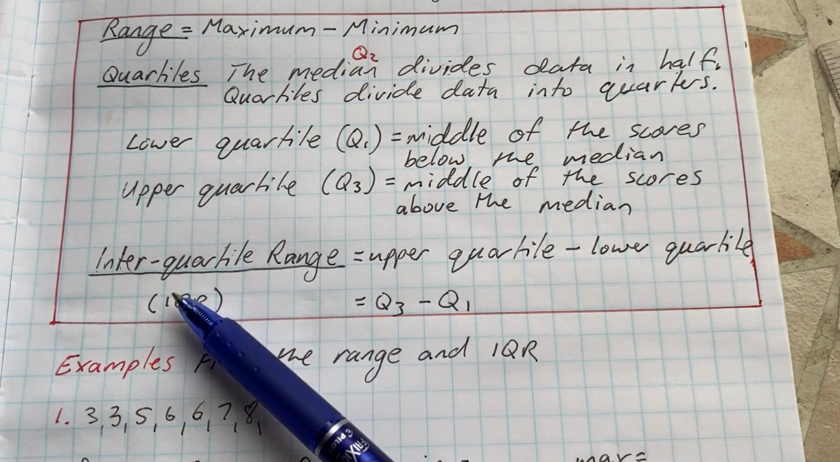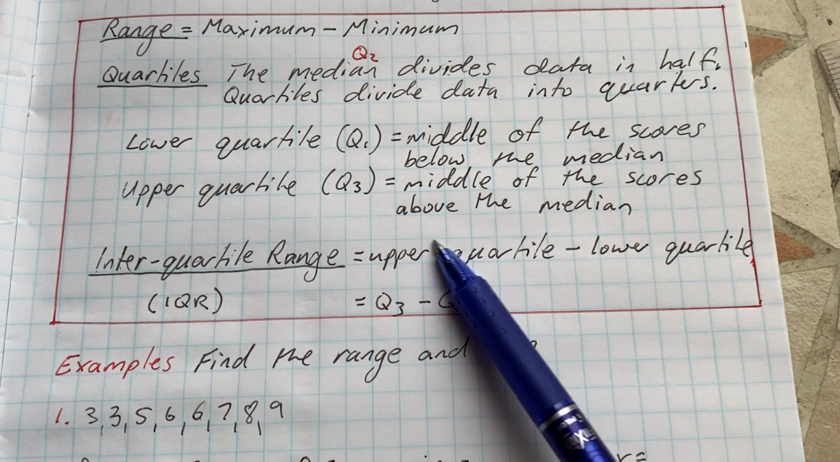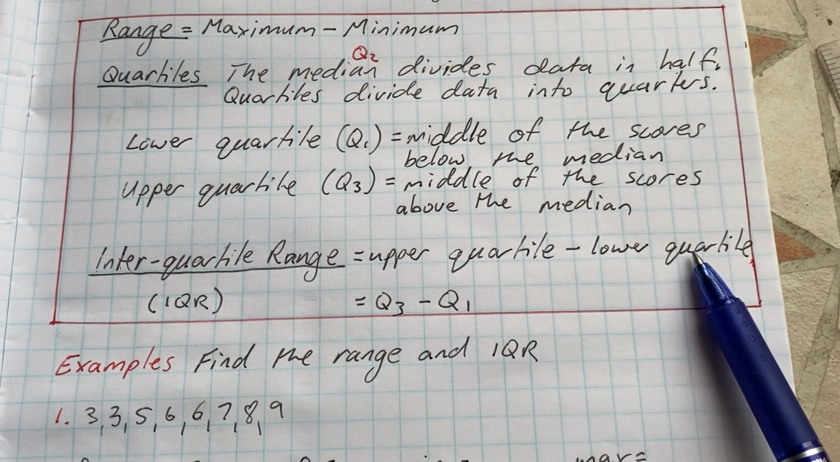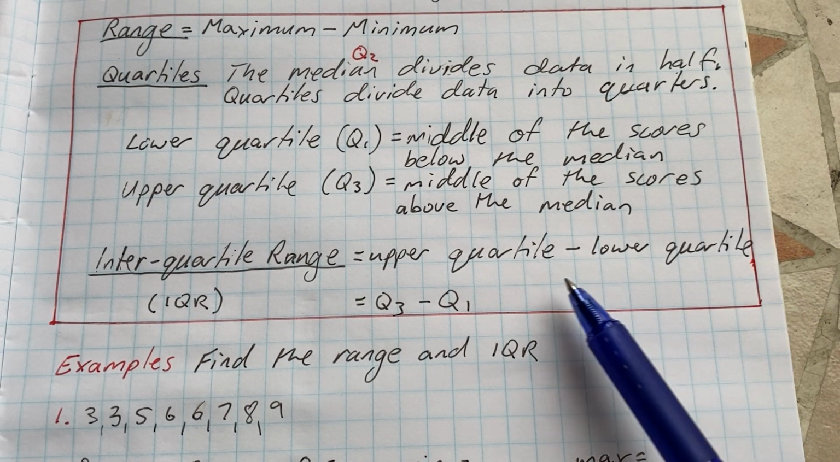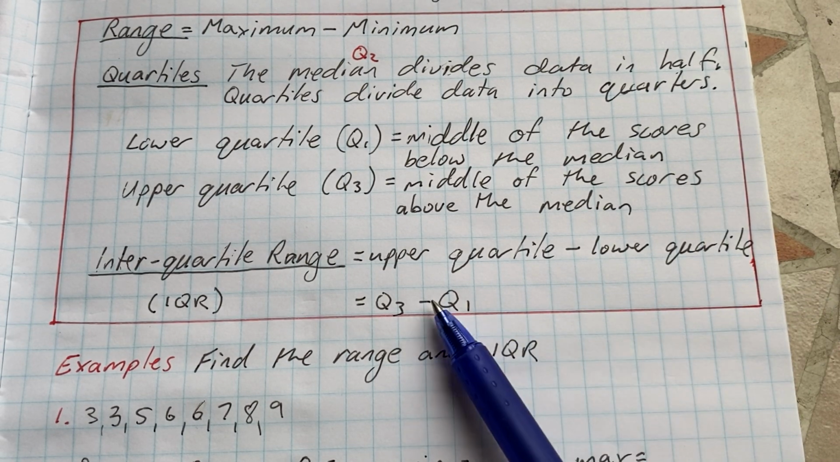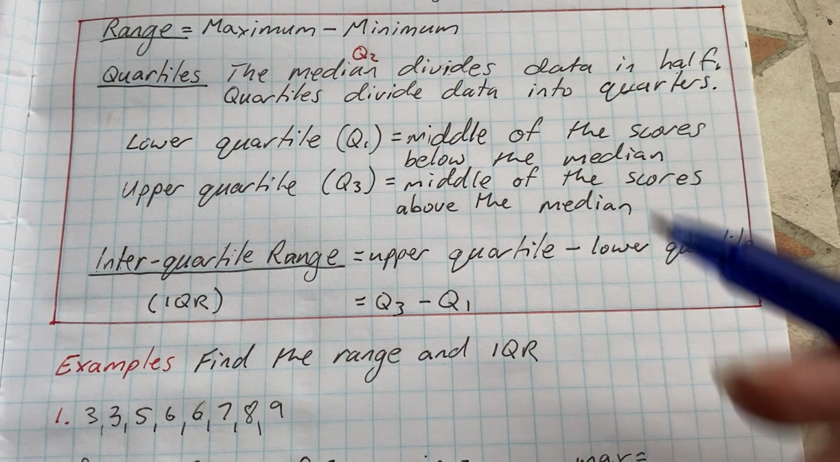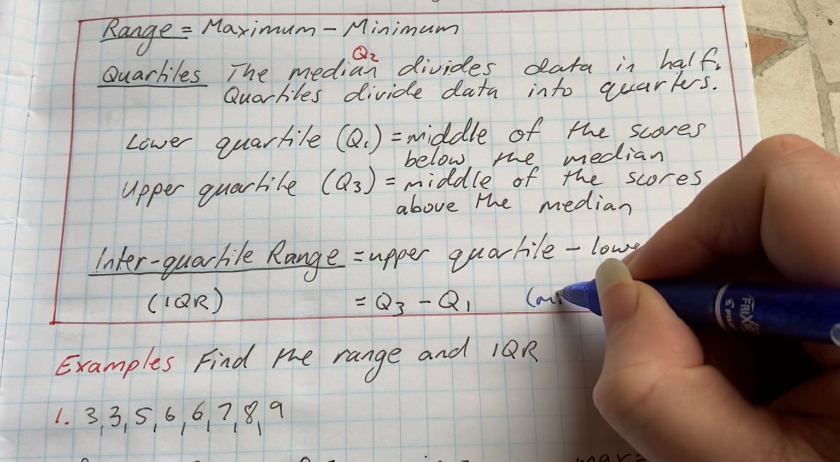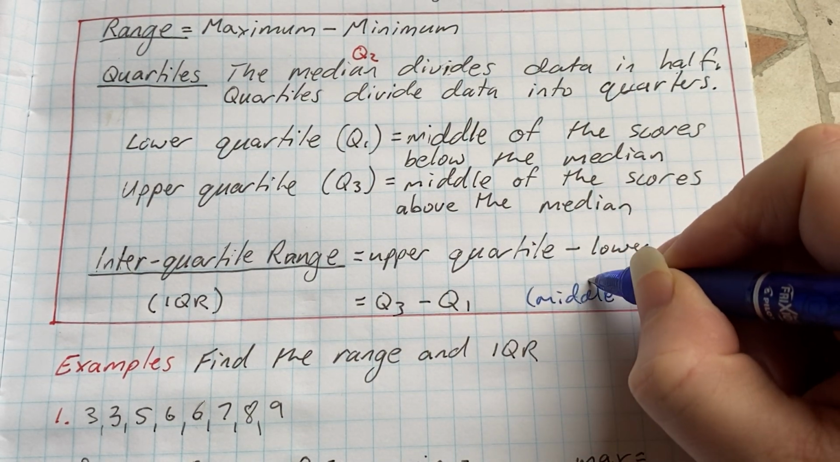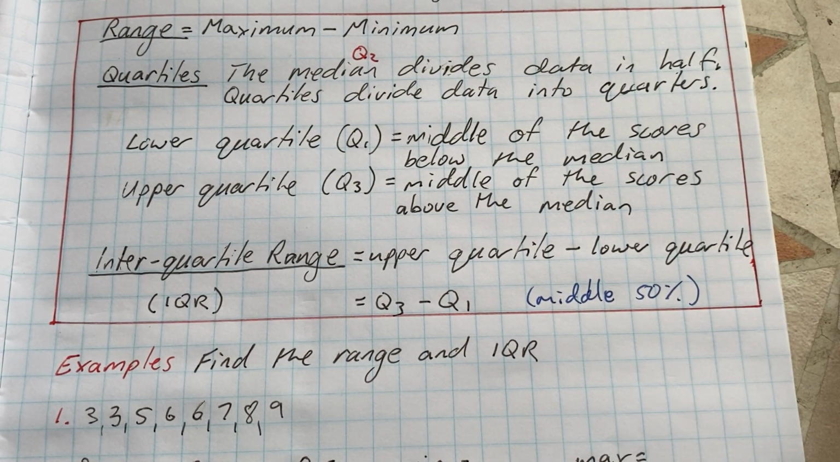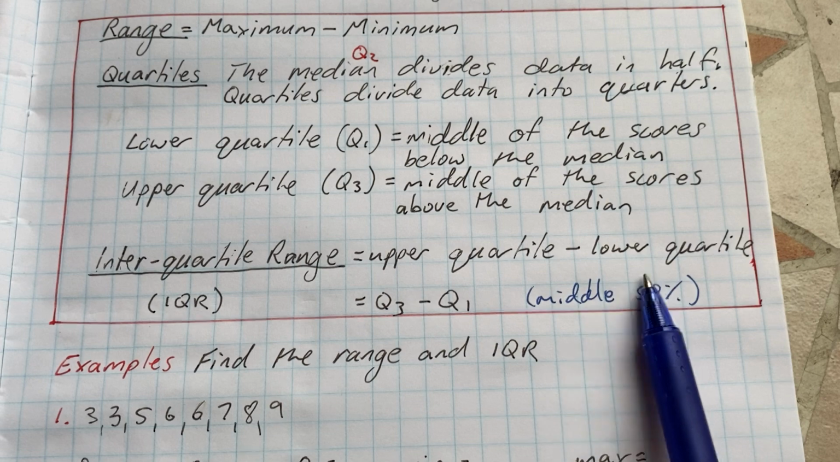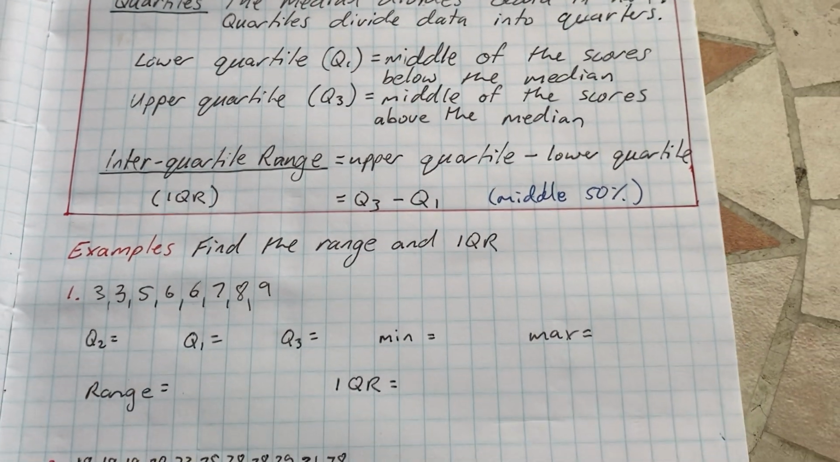The interquartile range, or IQR, is the upper quartile minus the lower quartile. So basically it's ignoring the top quarter and ignoring the bottom quarter. It just looks at the range of the middle 50% of the data. We've lost 25% out the top, 25% out the bottom. We're left with a middle 50%.